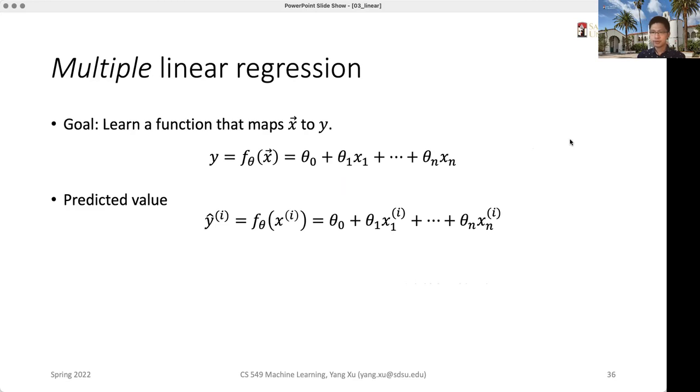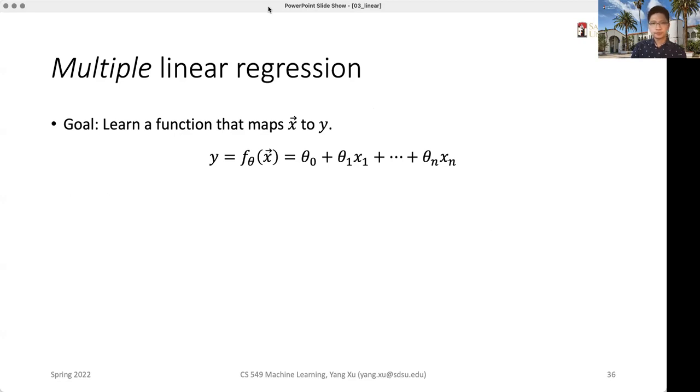Okay, I see a question. I'm reading the direct message. Let me know what your question is. Okay, so it's a question about why theta 0 is correlated to the first column.